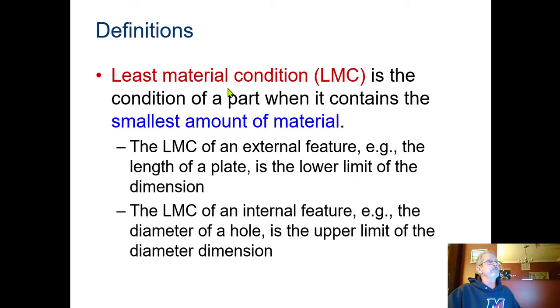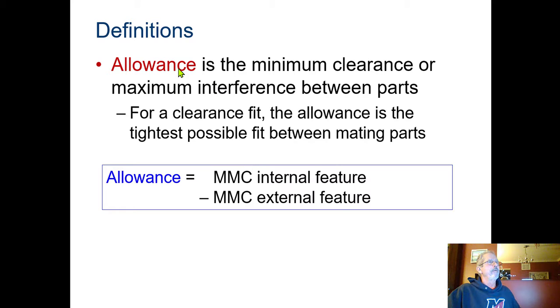Least material condition, maximum material condition, let me just explain that here. That is going to define our allowance. The allowance is the minimum clearance or maximum interference for a fit. Now, this is on the exam, I guarantee you, so make sure that you understand how to do this.